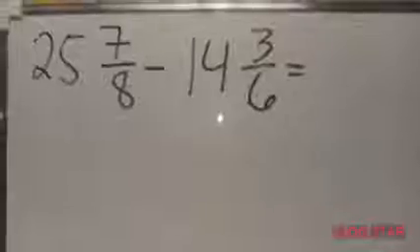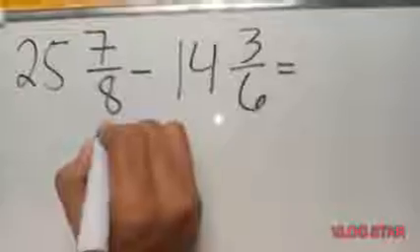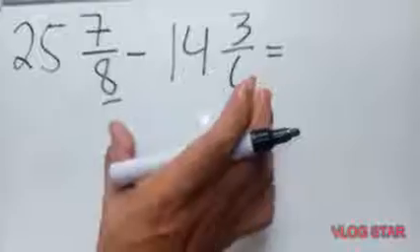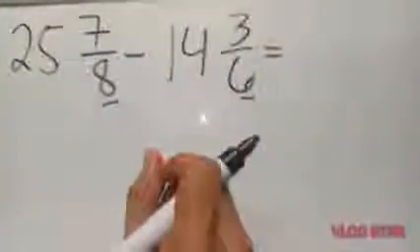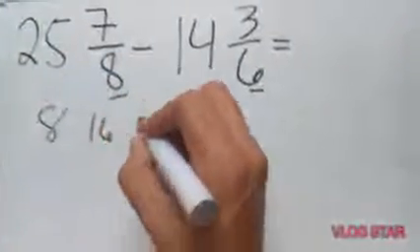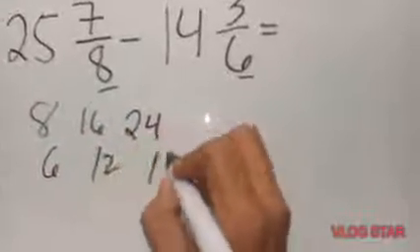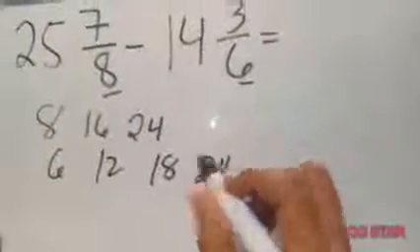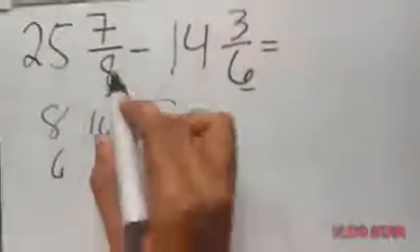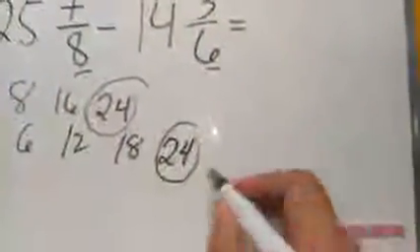Another example, 25 and 7/8 minus 14 and 3/6. Since their denominators are not equal, we will convert these fractions into similar fractions by getting their least common multiple. So 8, 16, 24, multiples of 8. 6, 12, 18, 24. So the least common multiple of 8 and 6 is 24. Now we will change the denominator of these two fractions into 24.